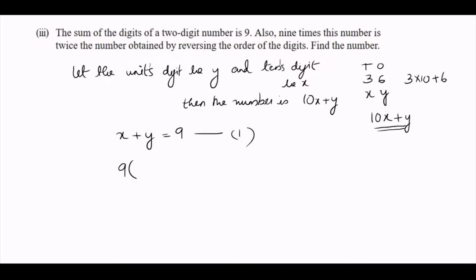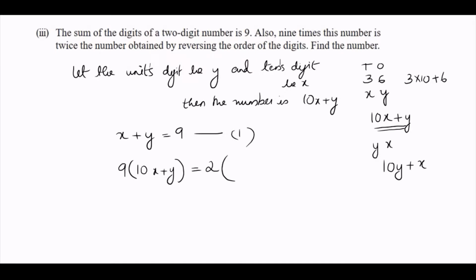So 9 times 10x plus y. 10x plus y is our number when y is in the ones digit and x is in the tens digit. So 9 times this number is twice the number obtained by reversing the order of the digits. When you reverse the order of the digits, what will happen? X will be in the ones place and y will be in the tens place. So our number will be 10y plus x.